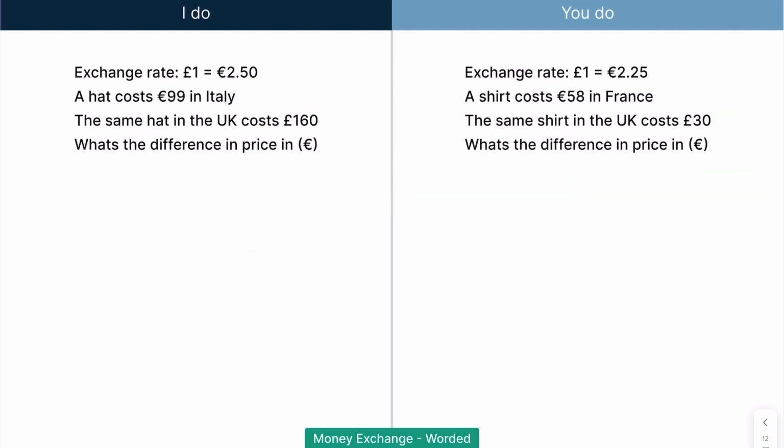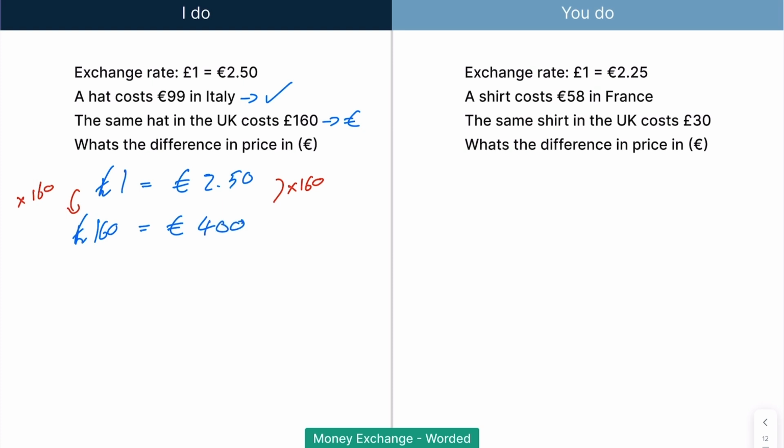So moving on, this time we've been asked to find the difference in price in euros. So that means here, we don't need to do anything. That's already in euros. Here, that's in pounds. So we need to convert these pounds to euros. And then to find the difference, we just need to subtract the two. So the question here is, what is £160 in euros? So again, exact same approach. £1 is 2.50 euros. So £160, well, to go from here to here, the number gets bigger. So I've multiplied by 160. So I do the exact same thing here. So I do 160 times that by 2.5. That gives me 400 euros.